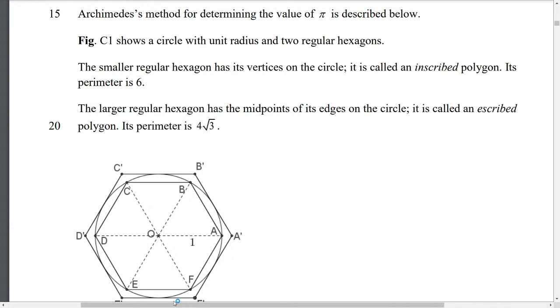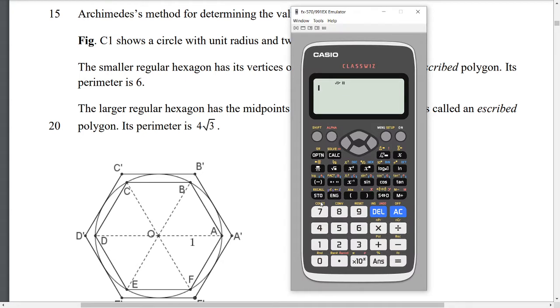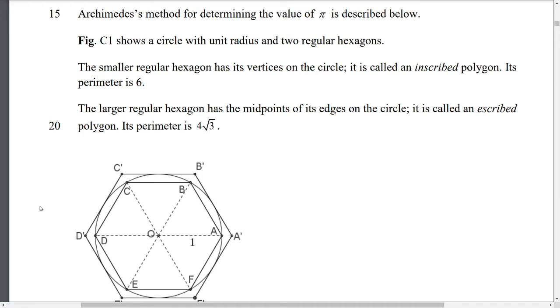I'll show you why. Because 4 root 3 is bigger than 6. That's why. That's 6.9, weird.